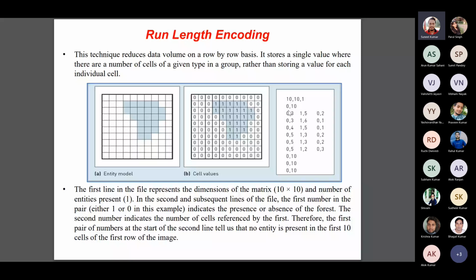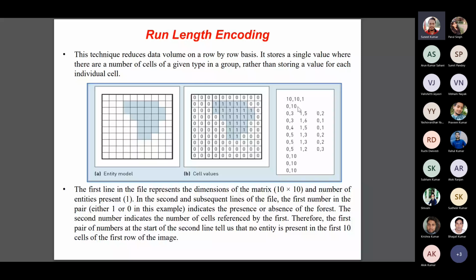So this run length encoding is doing the data compression on a row by row basis. First of all, the value of a cell is written. Like if you note down the very first row, it is all zeros. So value is 0, comma, number of cells that are having 0. All the 10 cells are having a value 0, so it is 0, comma 10.